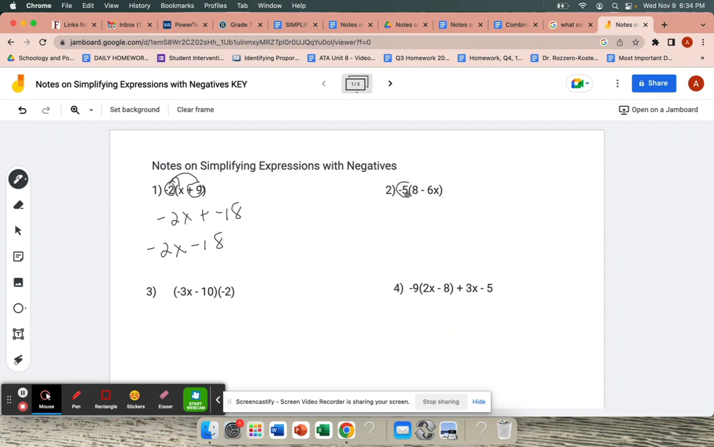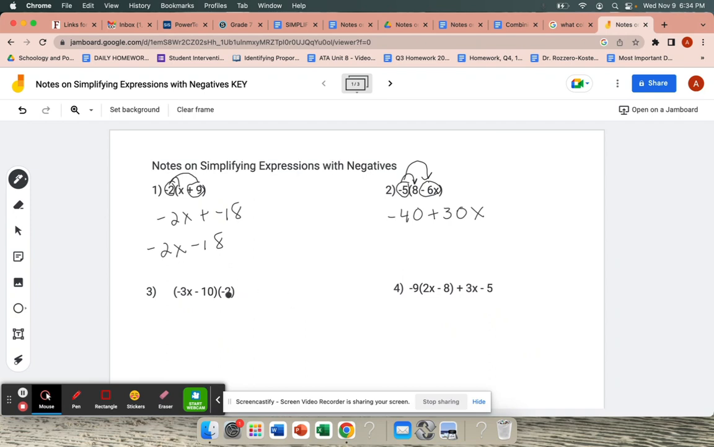Number 2, I'm going to circle the outside and I'm going to circle the inside. This is particularly important when you have minus and negatives. On this first one, we had a plus sign, so you could bring down the plus. But since there's a minus sign, I wanted to show you. Negative 5 times 8 is negative 40. And then negative 5 times negative 6 is positive 30. Positive 30x when we are complete.